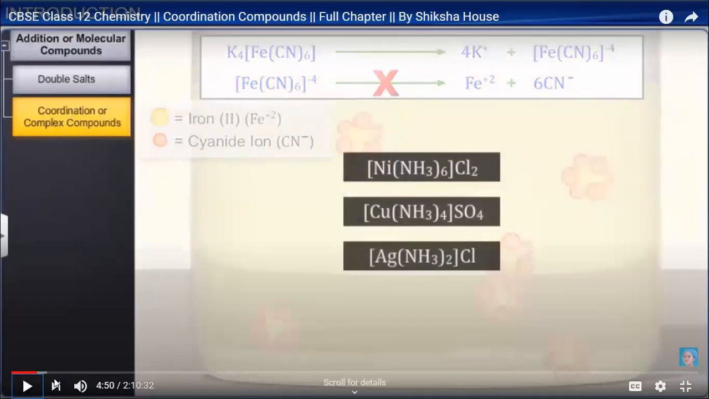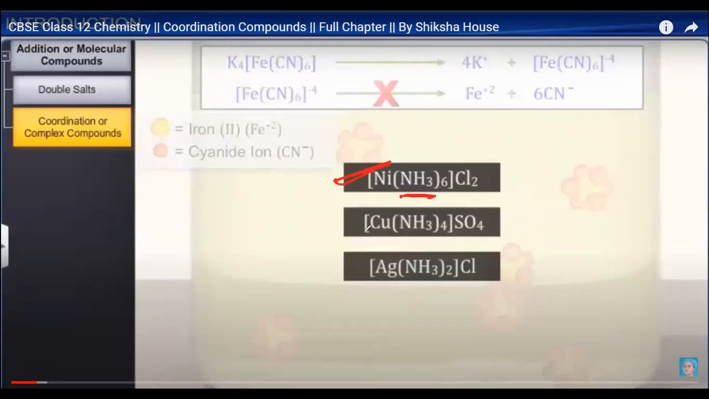So see here, other examples are written here. What are the other examples here? Nickel, which is coordinated with 6 ammonia ligands. Here copper, which is coordinated with 4 ammonia ligands. Here silver, Ag, which is coordinated with 2 ammonia ligands.